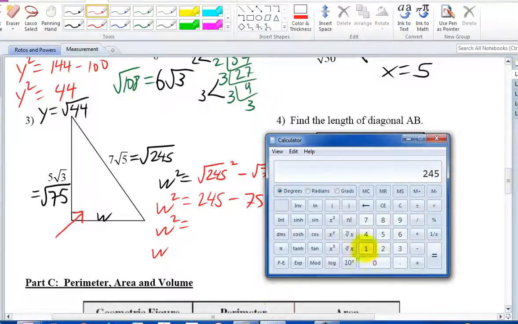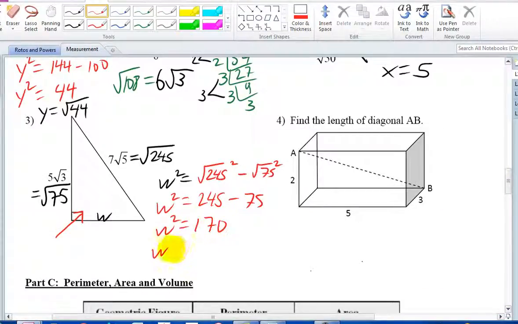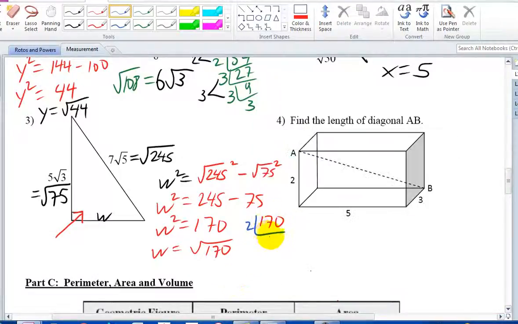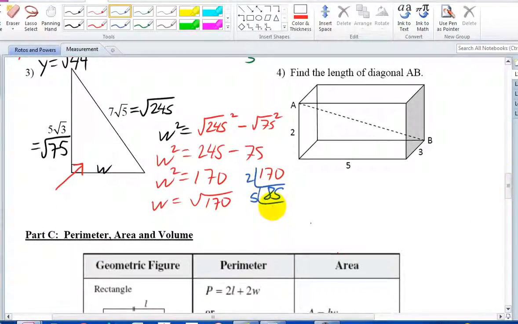I'd use my calculator then because I'm lazy. 245 minus 75 is 170. So W equals square root 170. So, better start to see if you can simplify. Take out a group of 2. 85. Divide by 5. What was that? 17? Good. And then you're done.